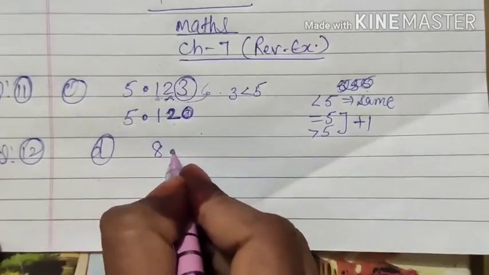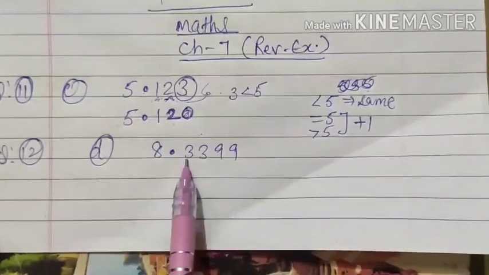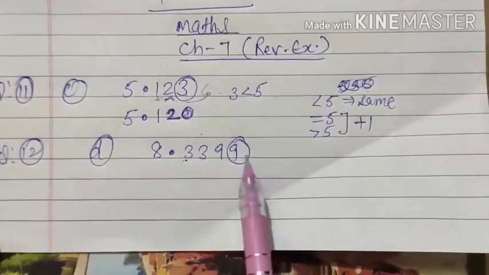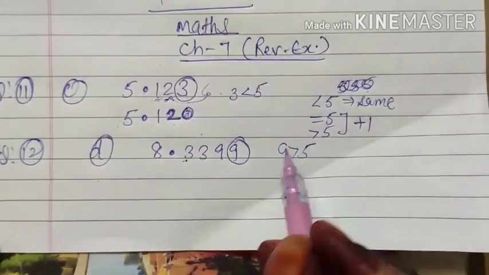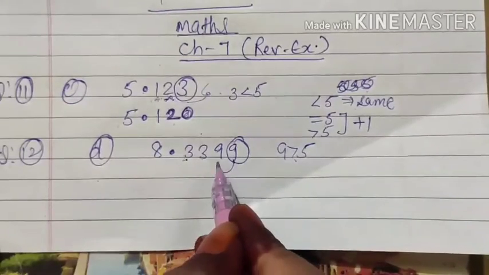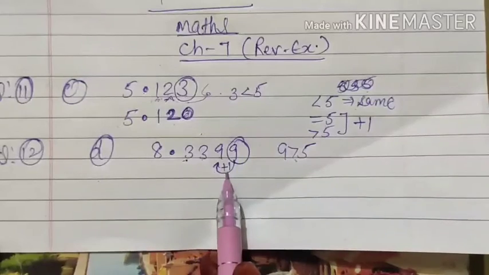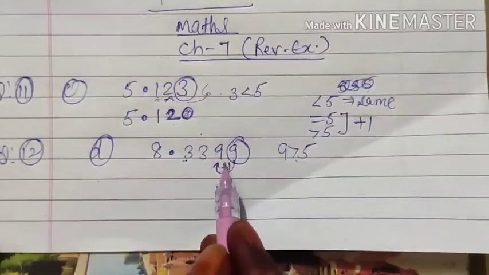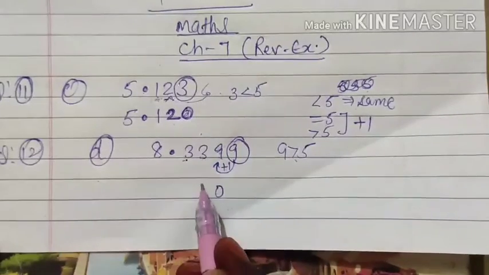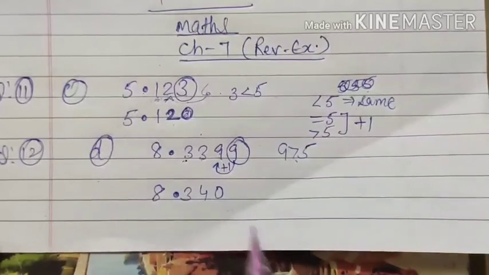That is 8.3399. Thousands means we will start from here: ones, tens, hundreds, thousands. This is your number. Since 9 is greater than 5, and if your number is greater than or equal to 5, then you will add 1 to the previous number, and the previous number was 9. When you add 1 to this number, it will become 10. So you keep 0 here and 1 carry, which will come here and it will be 4. This 3 will be as it is and this 8 will be as it is.